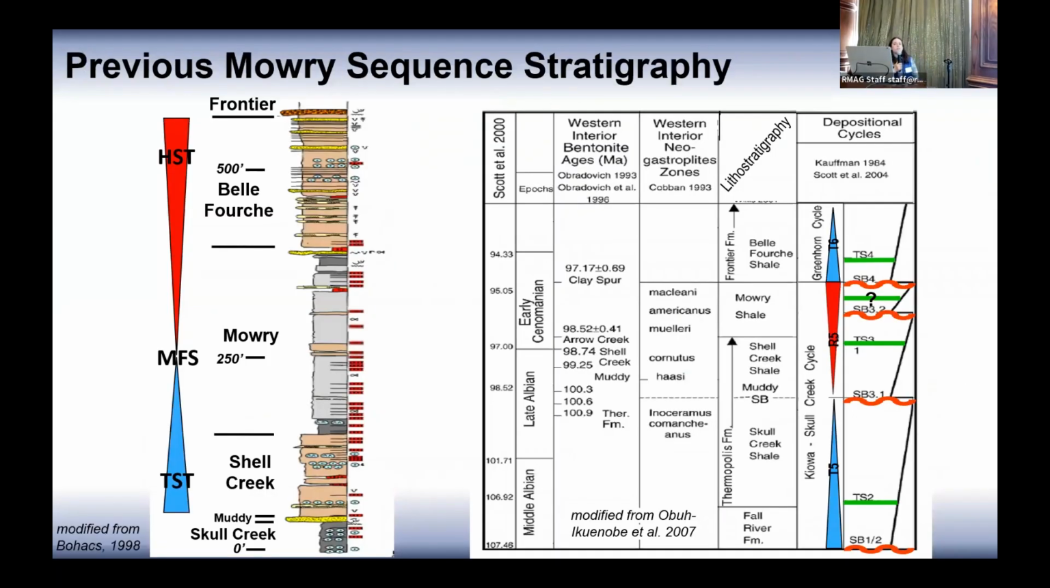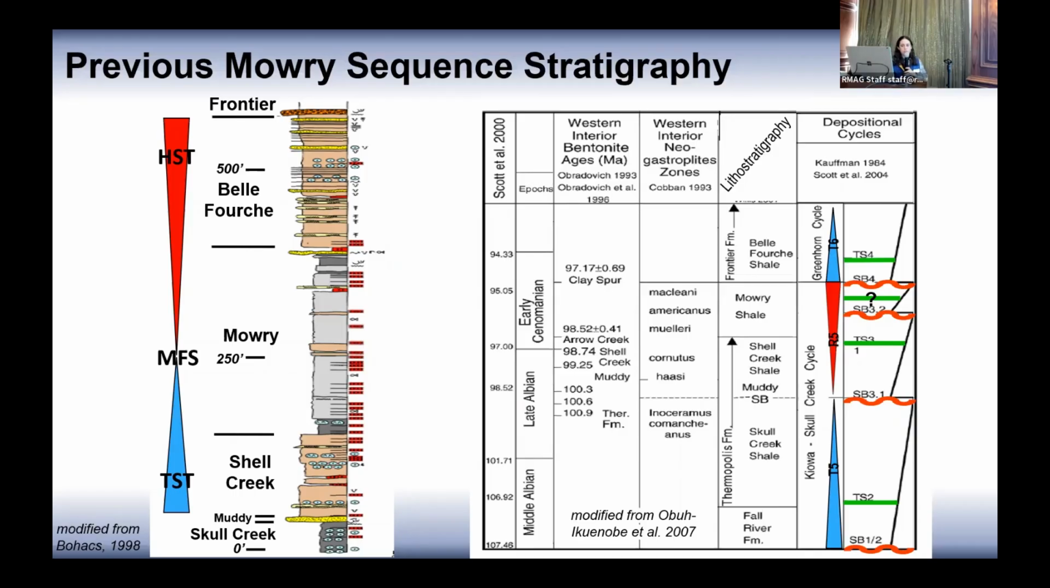So previous attempts at applying sequence stratigraphy to the Mowry look something like this. There's one example from 1998, another example from 2007. And generally, these would explain the Mowry as a transgressive systems tract, or increasing sea level, through the Shale Creek that continues into the middle of the Mowry. You reach maximum seaway inundation somewhere in the middle of the Mowry, the max flood surface, and then you start to get progradation of shoreline deposits, and you get into this highstand systems tract in the upper part of the Mowry and into the lowermost part of the Frontier.